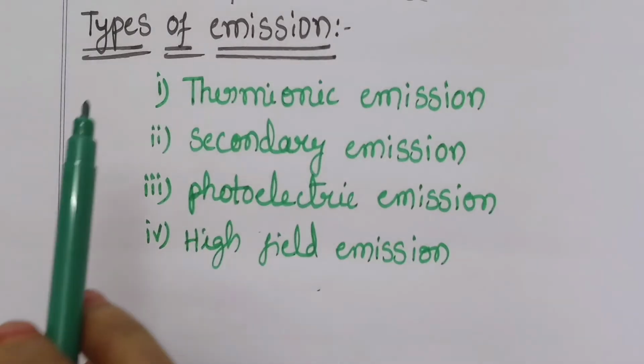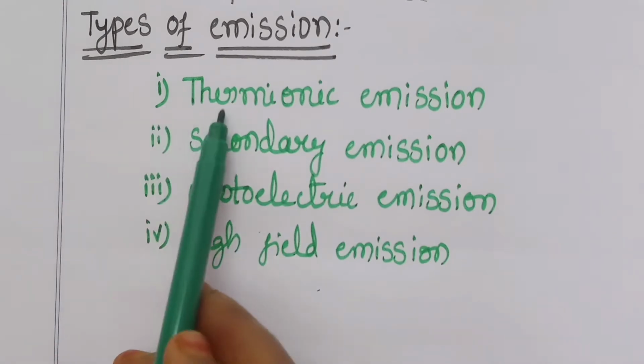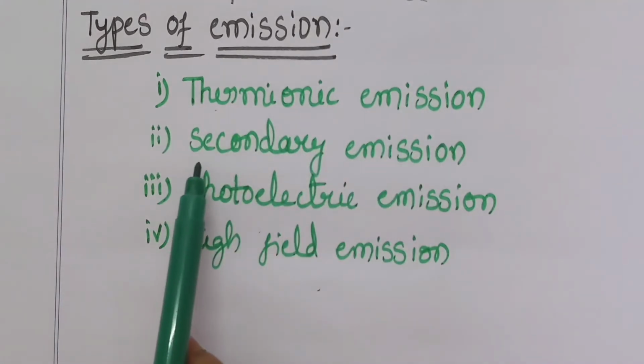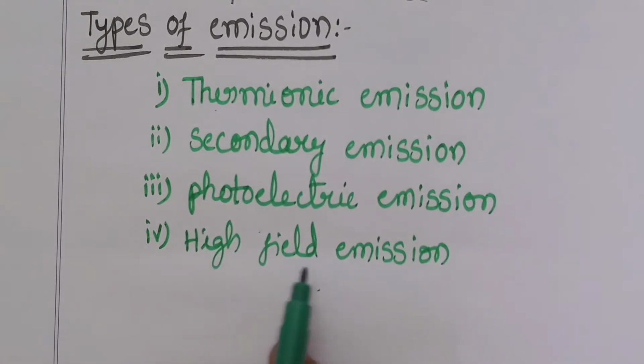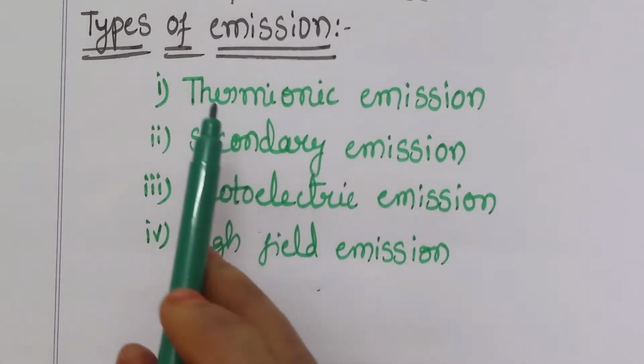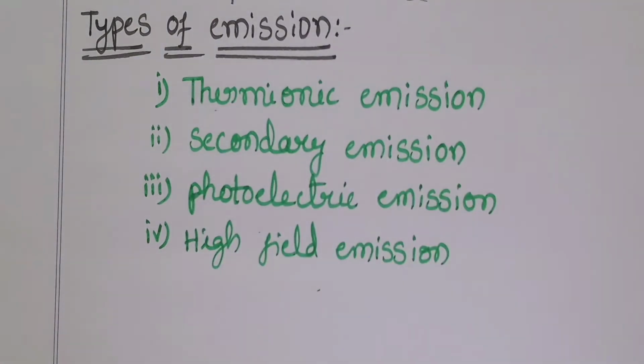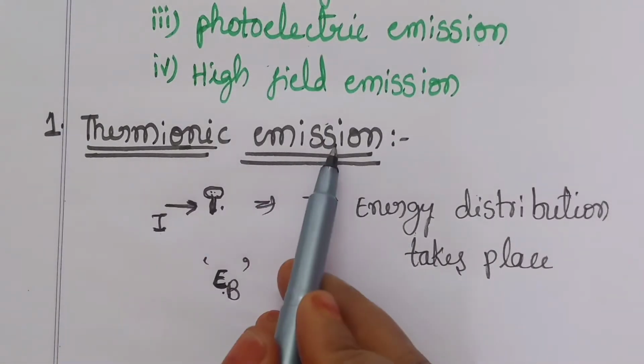The types of emission by which electrons can be emitted are thermionic emission, secondary emission, photoelectric emission, and the last one is high field emission. Let us discuss these in detail. First one is the thermionic emission.